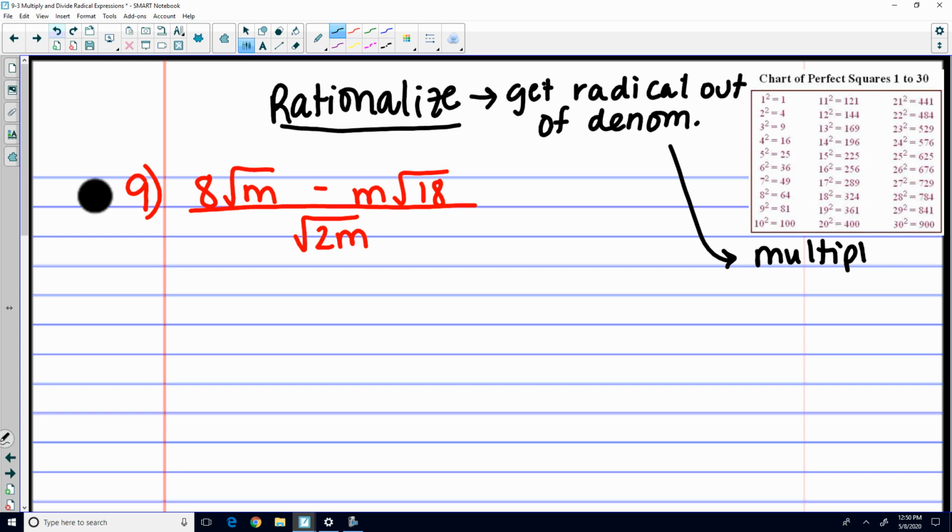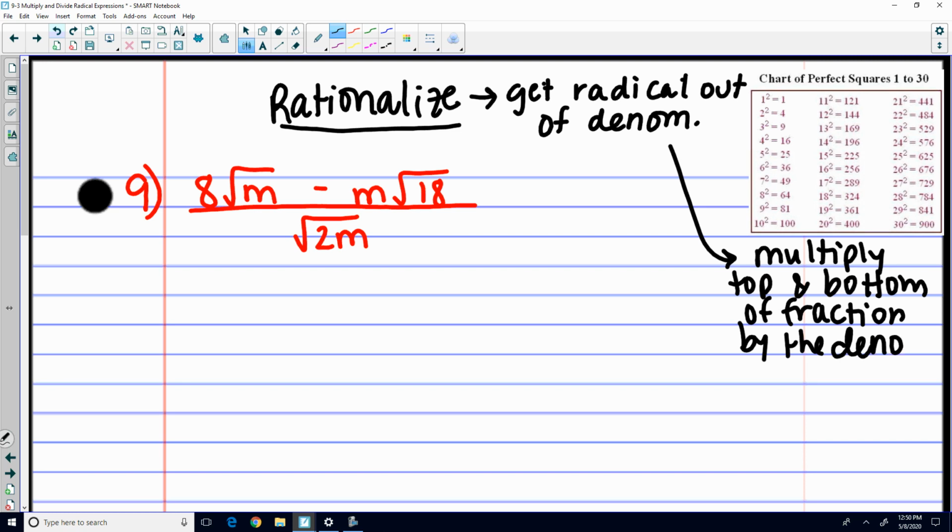Multiply top and bottom of fraction by the denominator. Let me write it and then explain why it's acceptable. So I'm going to do the denominator, square root of 2m, and, oops, make that bigger, square root of 2m. So I want you to multiply the top and bottom by the denominator. Well, that's the denominator.